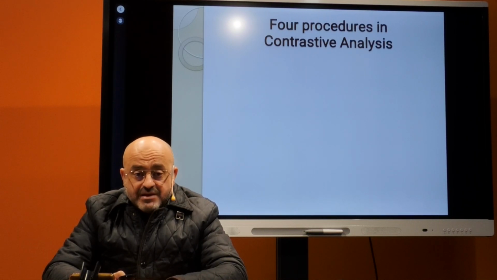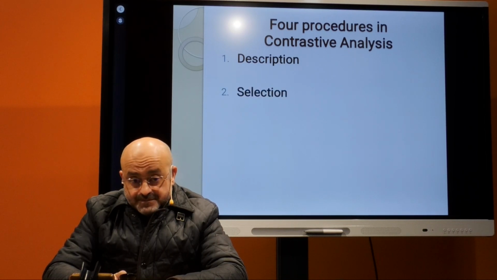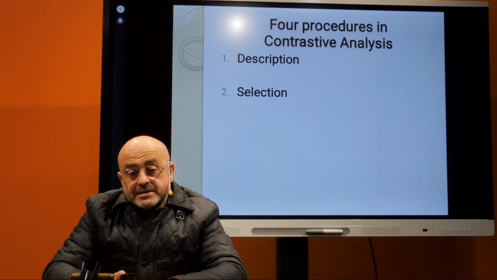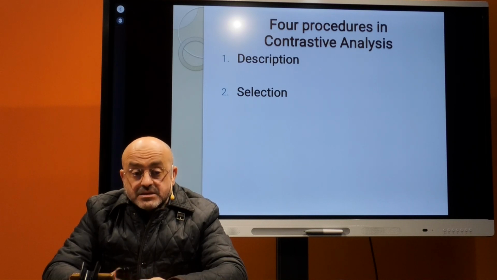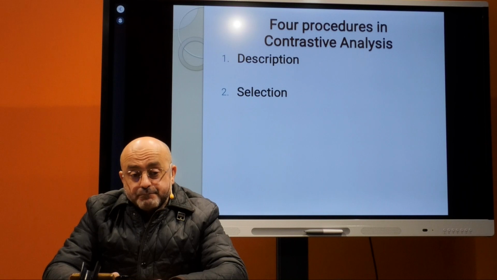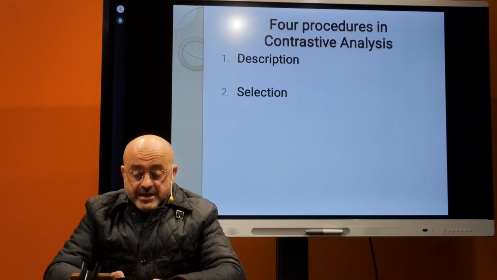Now, in contrastive analysis, we have 4 procedures, namely description. So first, we need to describe the 2 languages using formal grammar and trying to describe different aspects of both languages. Now, of course, it is virtually impossible to compare and contrast all aspects of 2 languages. That's why selection is a must. We need to select some aspects of language, as I did in the previous example. For example, we can compare the phonemic inventory of the 2 languages, which is a little bit easier than comparing all aspects of language, which is nearly impossible.